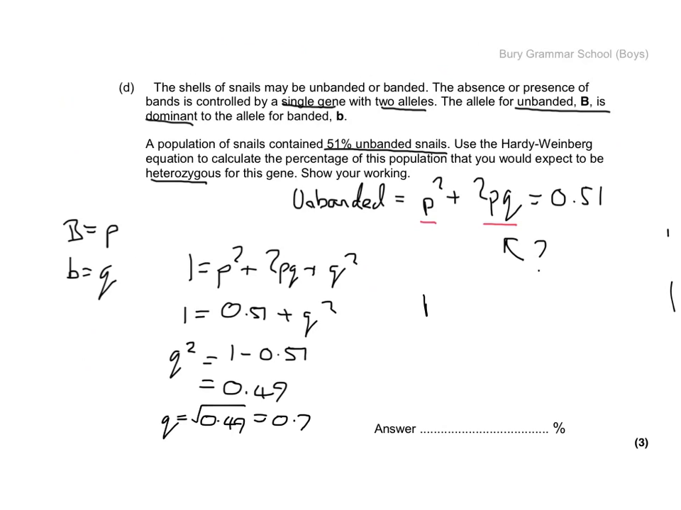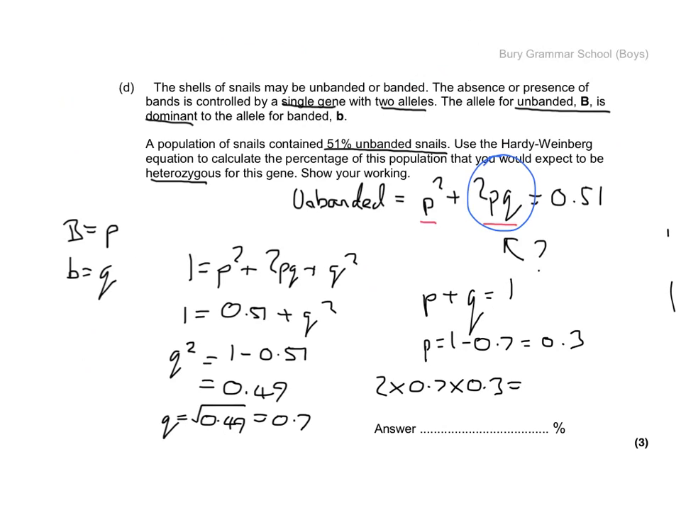So if we then use the equation we started off with, p plus q equals 1, if q is equal to 0.7, p is equal to 1 minus 0.7, which is equal to 0.3. I'm trying to find the individuals which are heterozygous. They're my 2pq individuals, which means that I'm looking for 2 times 0.7 times 0.3. That gives me the answer of 0.42, which is 42%.